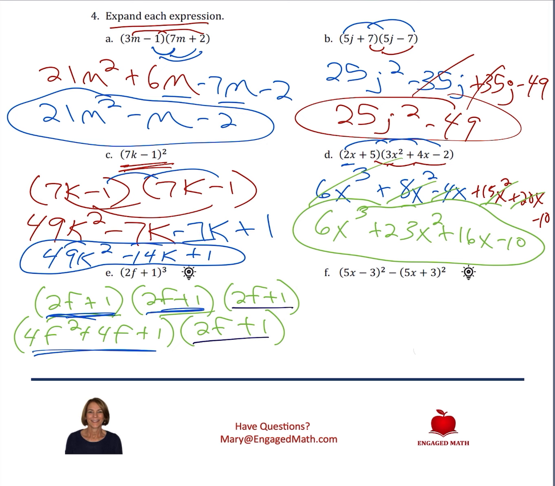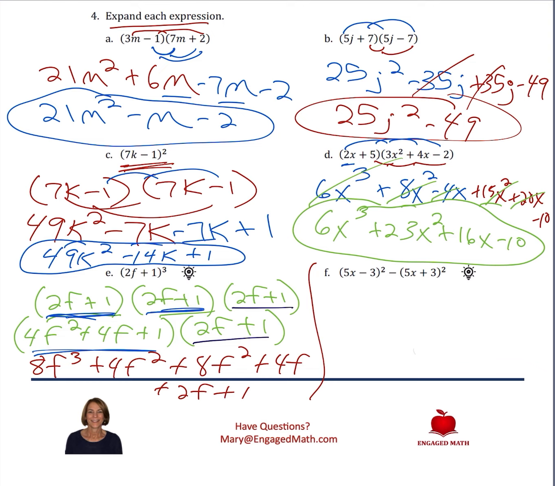Okay, so now we have triple distribution. So here we go. I'm going to do this in red now. 4F squared times 2F. I'm not even going to show the work all the way through because this is a light bulb problem. 8F to the third plus 4F squared. Plus 8F squared plus 4F. And then I'm going to go down here just to leave some space there. Plus 2F plus 1.